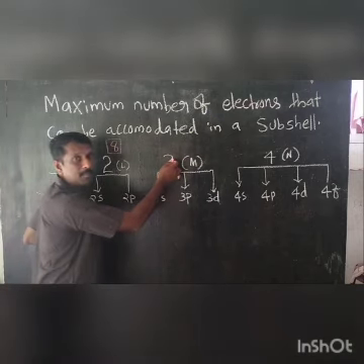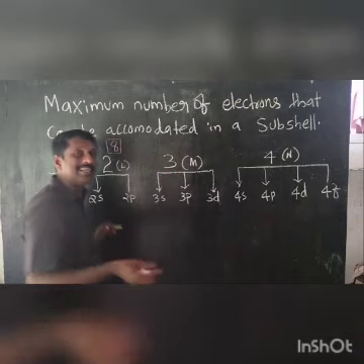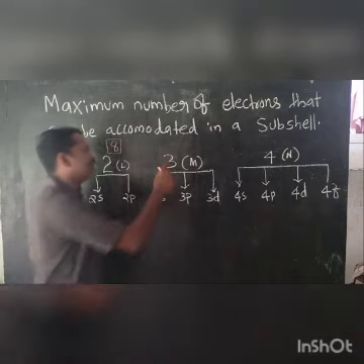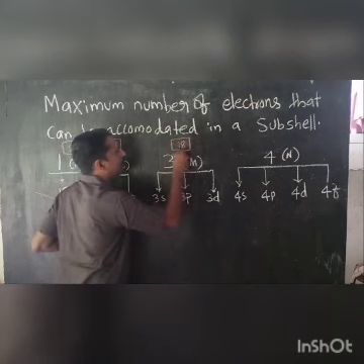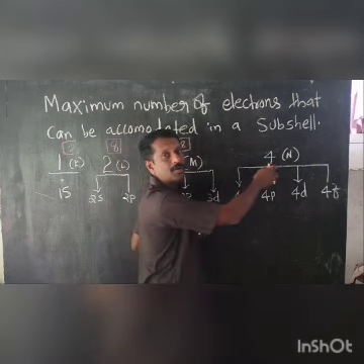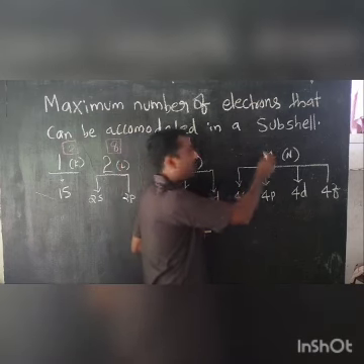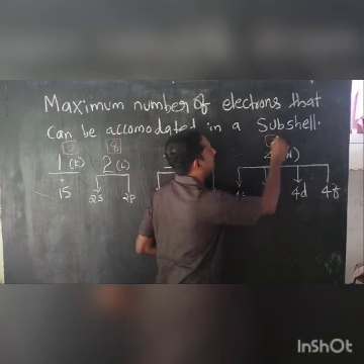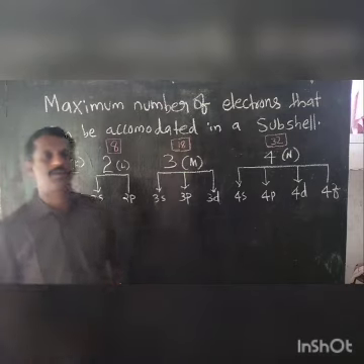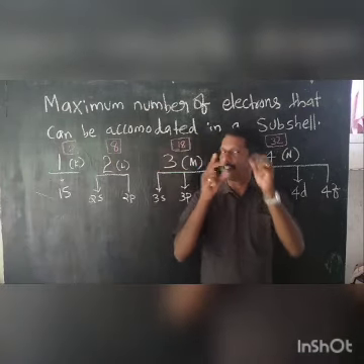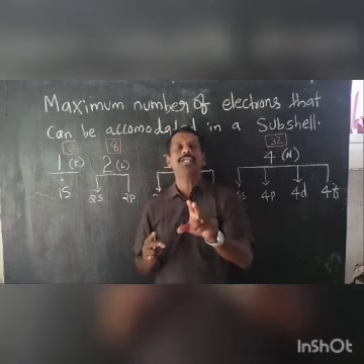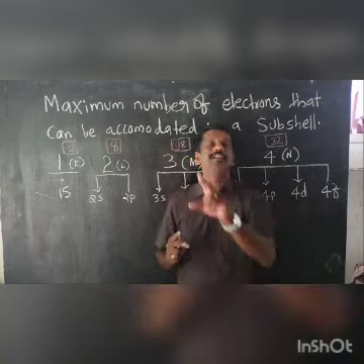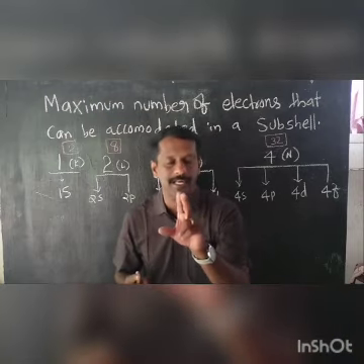Similarly, the maximum number of electrons that can be accommodated in the third shell, not subshell, third shell or M shell, is 18, and in the fourth shell it is 32. This fact we already know. So the maximum number of electrons in the first shell or K shell is 2, the second shell or L shell is 8, the third shell or M shell is 18, and the fourth shell or N shell is 32.